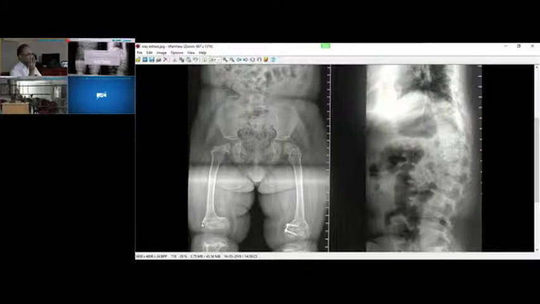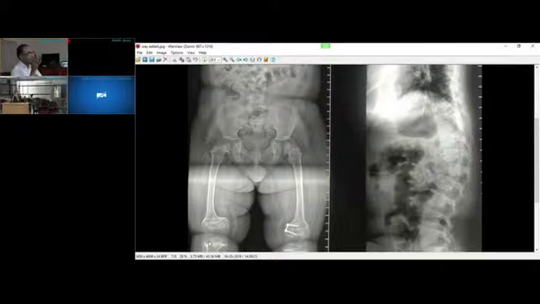There is flaring of the metaphysis. So every bone is affected. The main changes are in the metaphysis. The metaphysis is flared, then they are irregular and sclerosed. So it's flared, irregular and sclerosed. So that's rickets, isn't it? It looks like rickets to me.